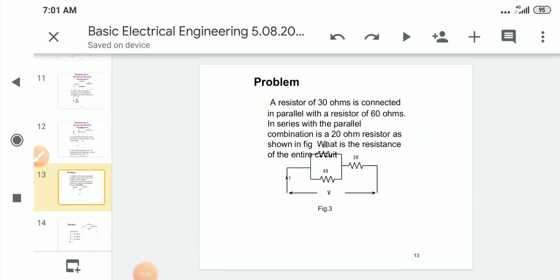Next, let's see the example. A resistance of 30 ohms is connected in parallel with a resistance of 60, in series with the parallel combination. A 20 ohms resistor is connected as shown in this figure. So what is the total resistance of this entire circuit? This is the question.